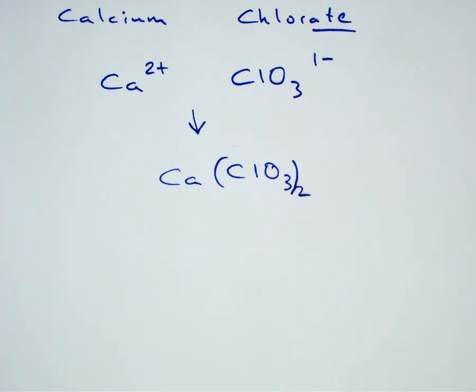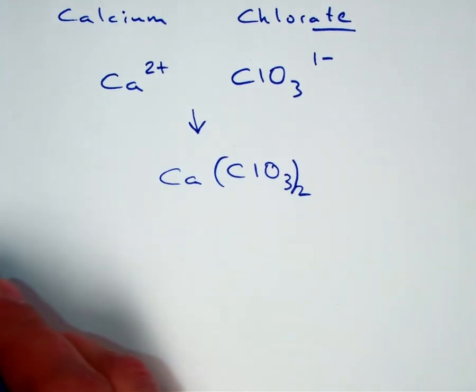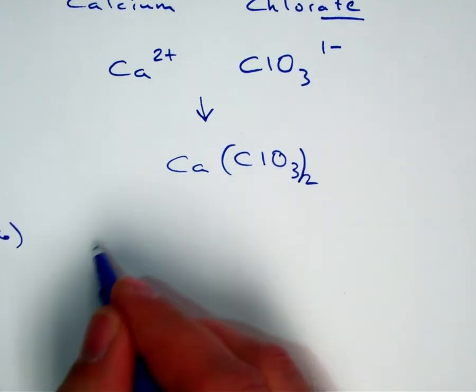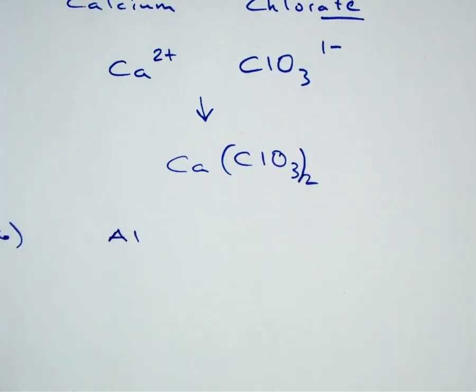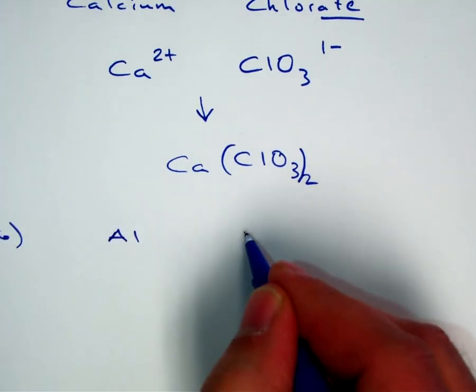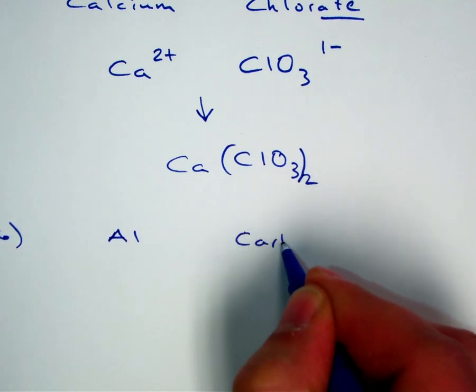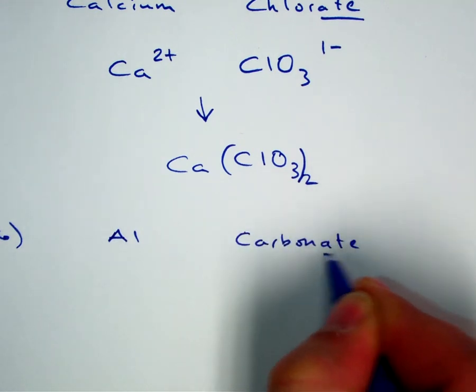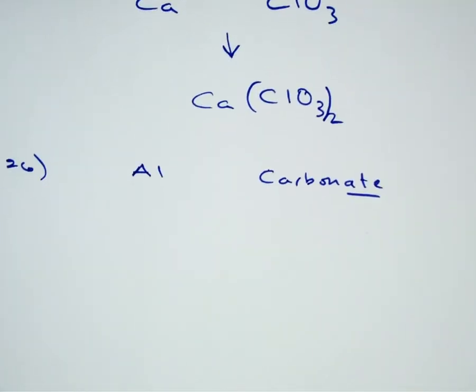Questions about that? Are we okay? All right, let's do one more together. Let's do 26. 26 has aluminum coming together with a polyatomic ion called carbonate. And again, we see the ATE, dead giveaway that it's a polyatomic ion.